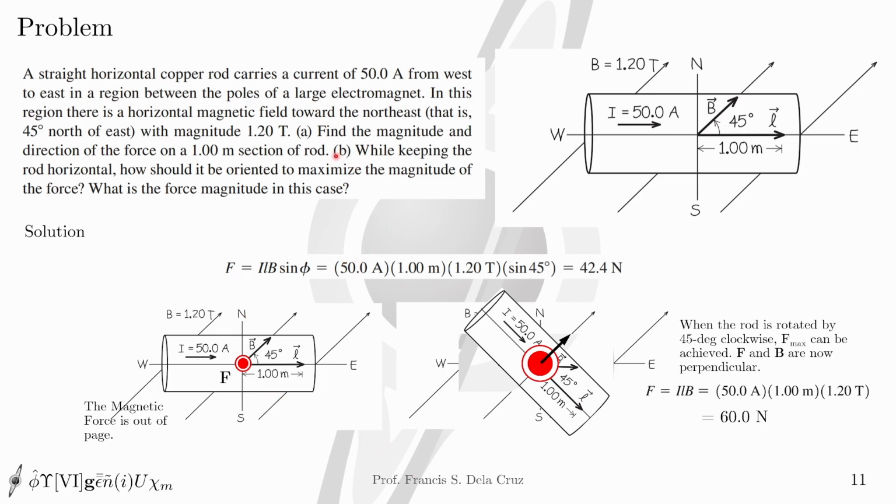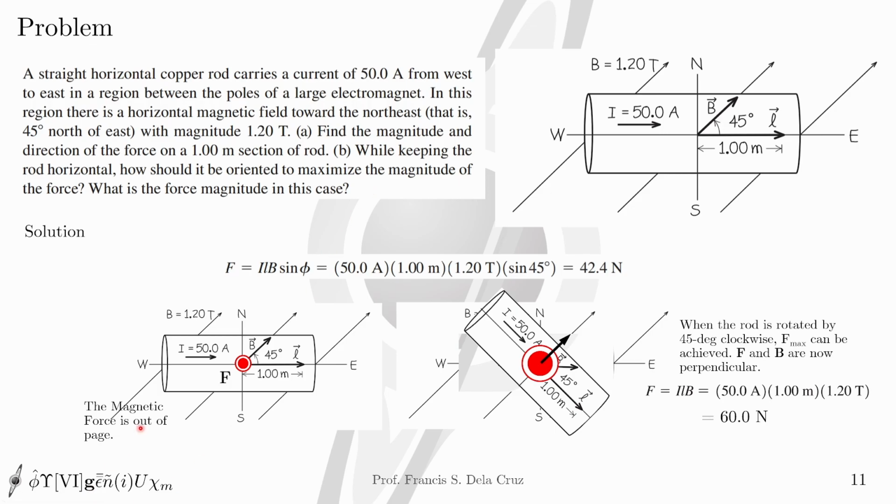For the next problem, while keeping the rod horizontal, how should it be oriented to maximize the magnitude of the force? Remember that to maximize the force, we need to make sure that the direction of the current segment will be perpendicular to the direction of the magnetic field. So that's the maximum.